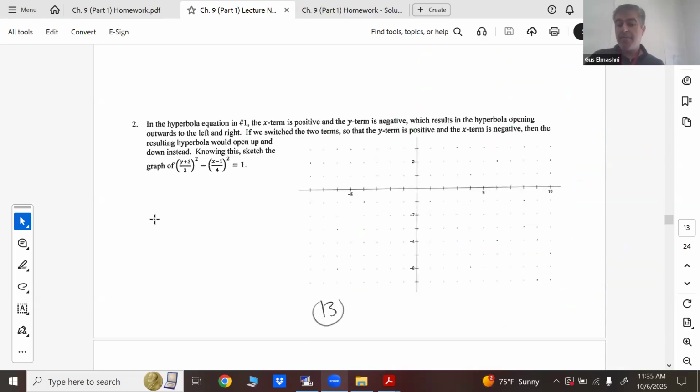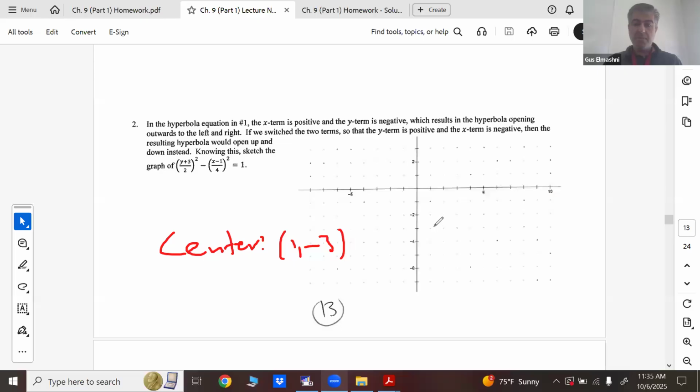Now, y is positive and x is negative, right? The fraction that involves y is a positive fraction. So first of all, let's get my center. Where's my center? (1, -3). Oh, same place, all right.